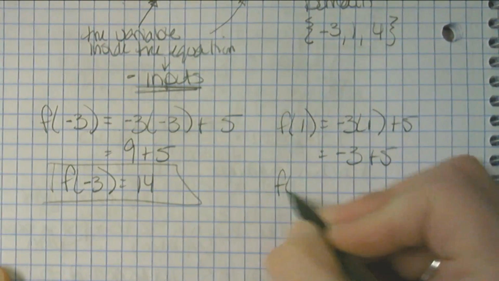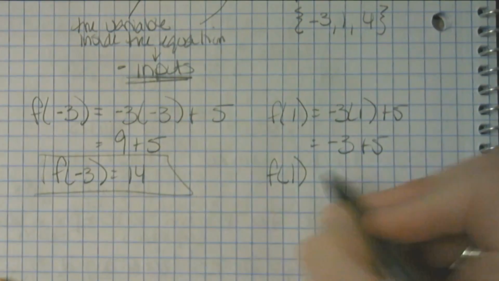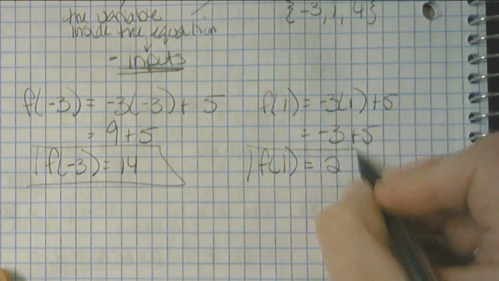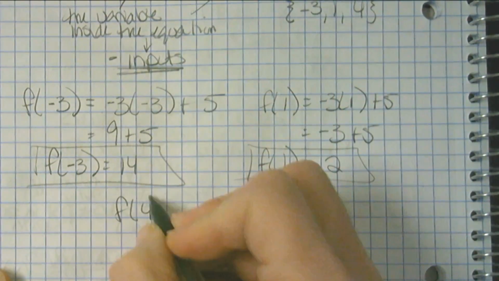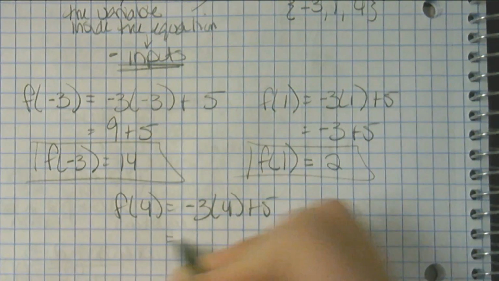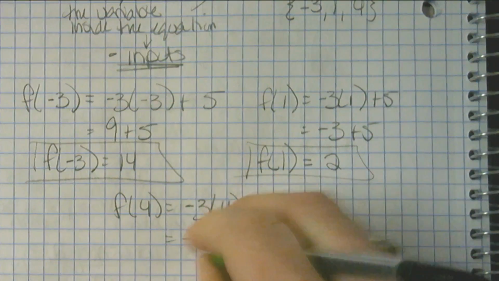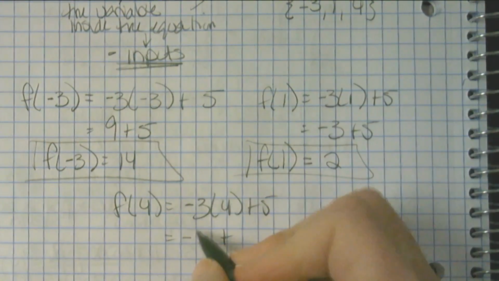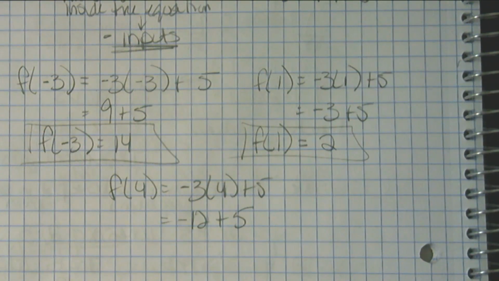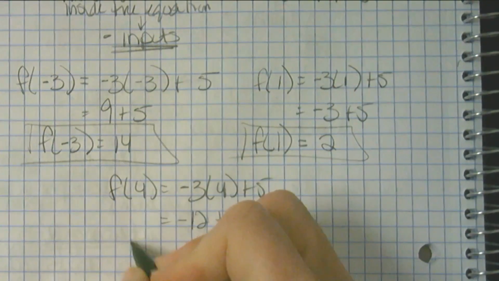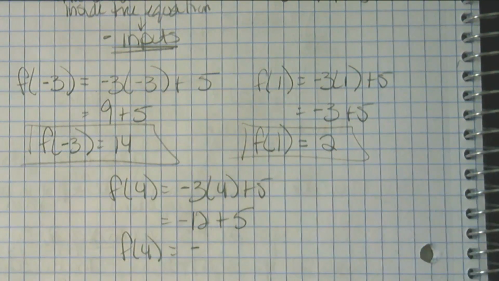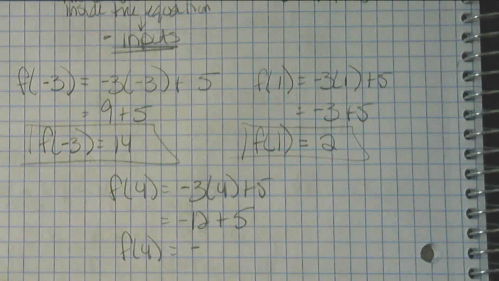So what did you guys get for f of 1? Jacob? Positive 2. All right, so I have f of 4. What did you guys get for f of 4? Peter? So I have negative 3 times 4 is 12 plus 5, right? Okay, so just switch it. You need to fix that. So what would f of 4 be, Serena? Positive 7 or negative 7? Negative 12 plus a positive 5. Negative 7.